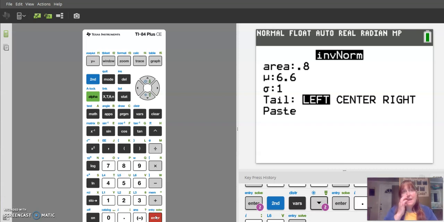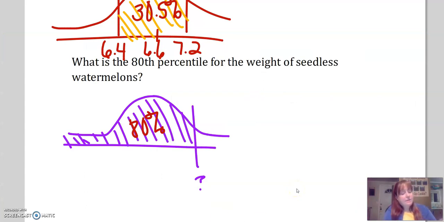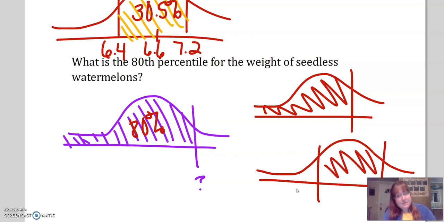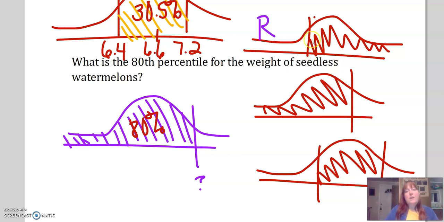And then this asks us the tail. So this is saying, are you looking at 80% here, or are you looking at 80% here, or are you looking at 80% here? Okay, so this would be a right tail, right? So we're saying, on the right tail of my data, I want 80%. This would be a left tail. This says on the left tail of my data, I want 80%. And this would be the center, which says in the center, I want 80%. That would obviously leave 10% on either side.